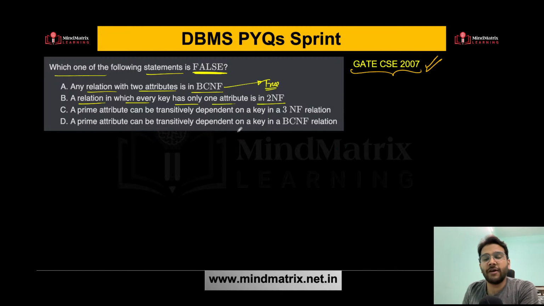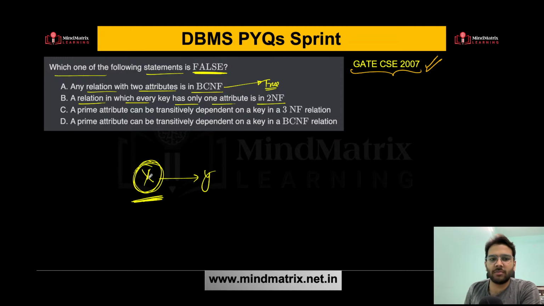A relation in which every key has only one attribute is in 2NF. Yes, if every key has only one attribute, there is no chance of getting partial dependency. There will be no proper subset. If just one attribute is there, then there is no point of having the partial dependency, because there will be no proper subset which can determine a non-prime attribute. So definitely this is also true.